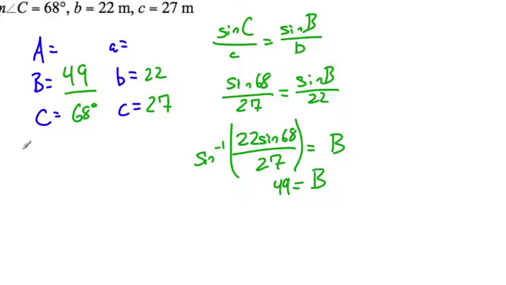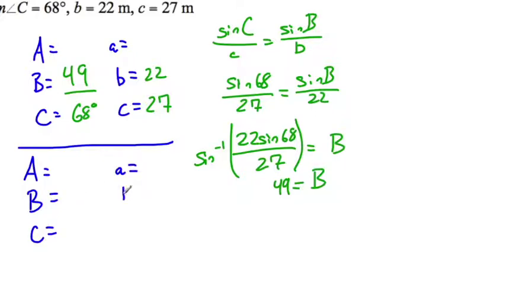Here's where the ambiguous case comes into play. We're going to assume that it's two triangles. And so I was originally given that C is 68 degrees, side C is 27, and side B is 22. What we need to focus on are these angles B. The original angle B was 49.